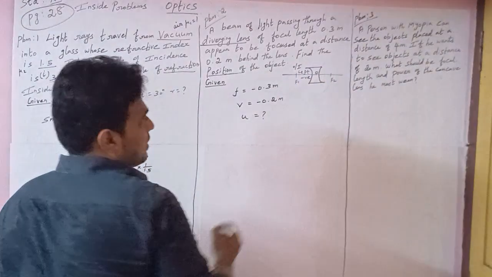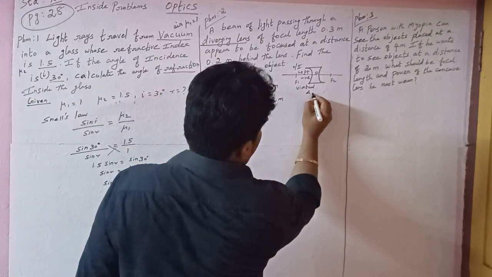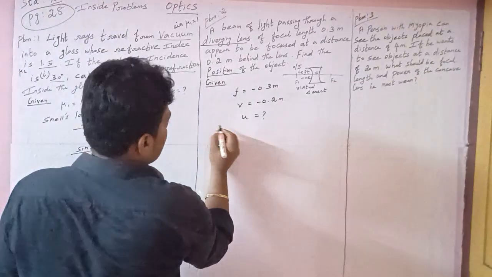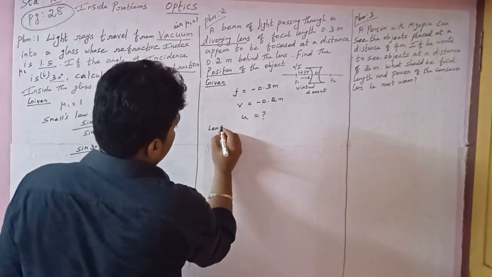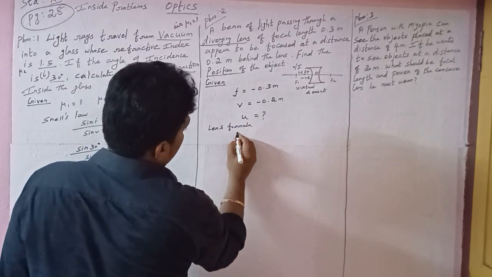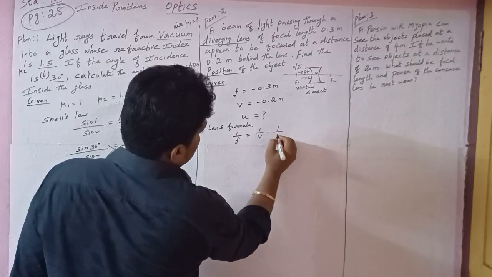Keep it, because it is a virtual and erect image. What is a virtual and erect image? Okay, shadow, it is a shadow. Okay, what is the lens formula? Because the lens formula is here. The lens formula, what is the lens formula? 1 by f equal to 1 by v minus 1 by u.